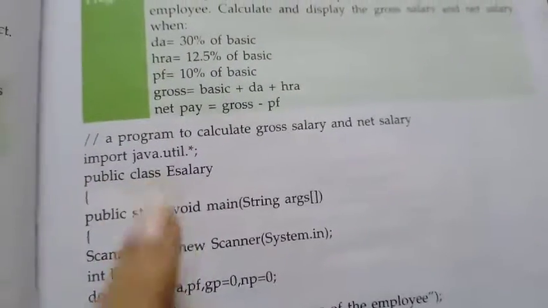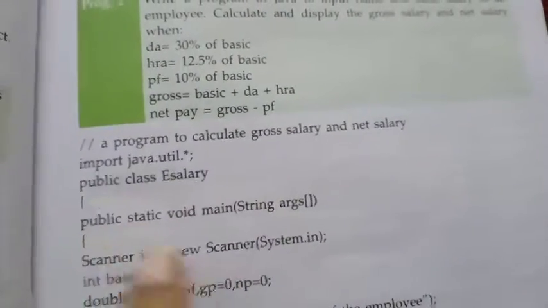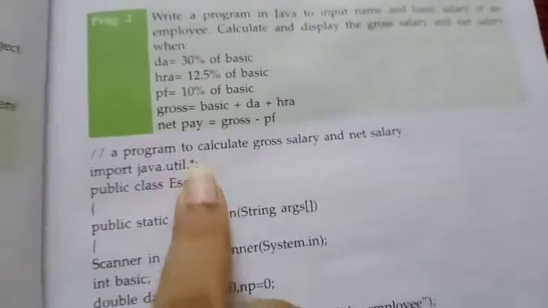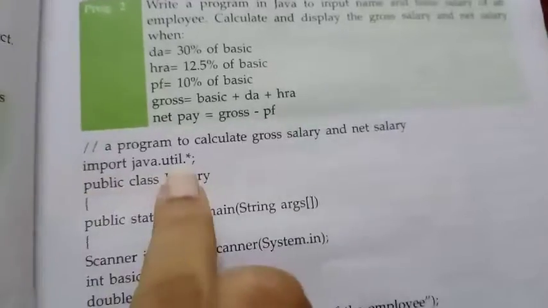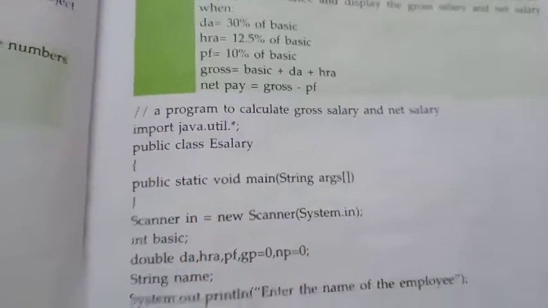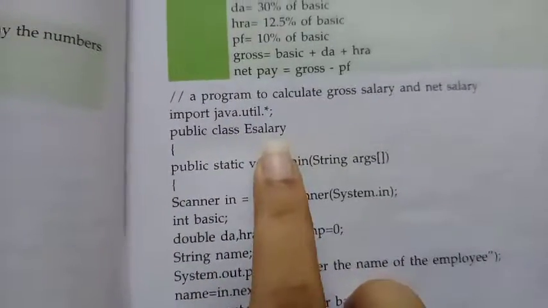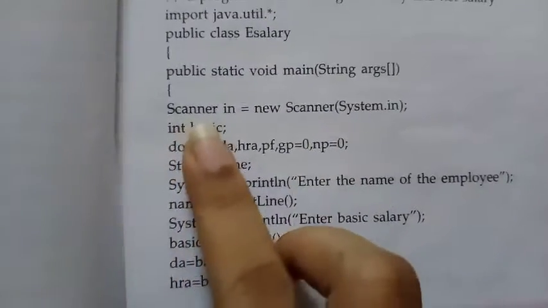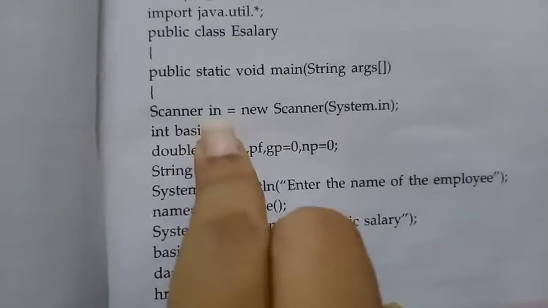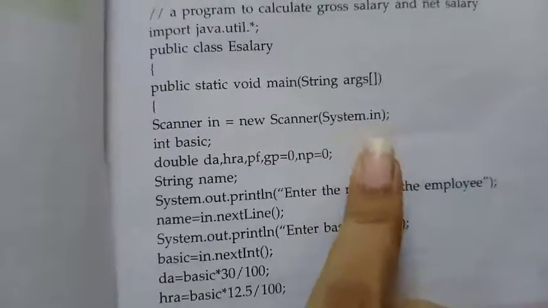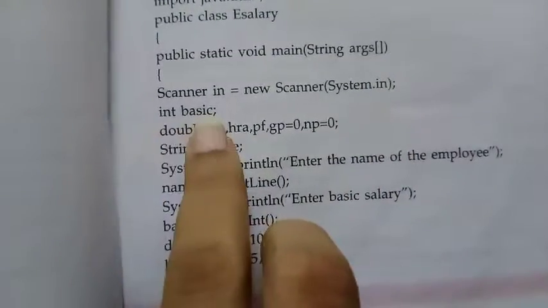So for input, the first thing is we are going to use the Scanner class. So the first thing we have to do is import java.util.*. The first thing is we have to import the util. Next is the name for the class, ESalary, as they have given. Then your void main function, and in your void main function you are going to declare the Scanner class first. This is your object and this is your keyword to create this object, and System.in is to read the data from the keyboard. Then int basic.